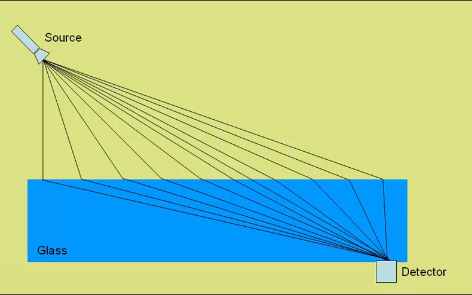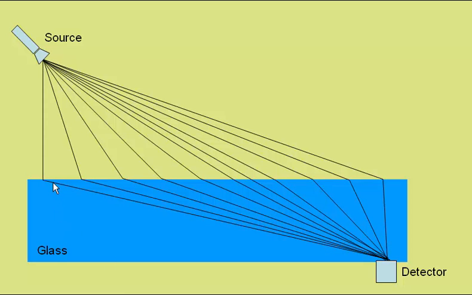Let's move now to a situation with light travelling from a source through air, where it travels faster, then through glass, where it travels slower, to reach a detector. I've marked on some of the possible routes that the photons could take.